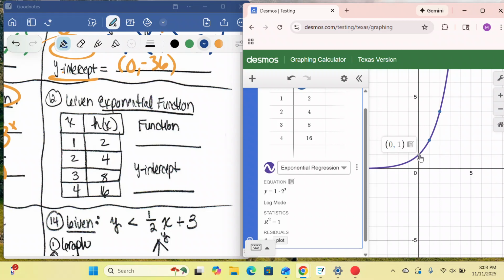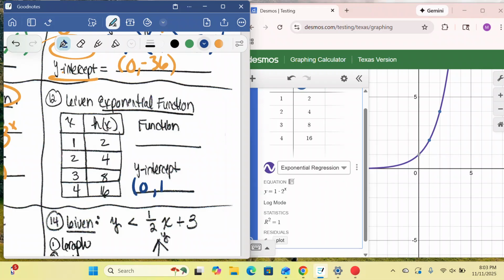So the only one that I'm concerned about is the (0, 1). That is my y-intercept. And then, of course, my function is y equals 1 times 2 raised to the x. How do I know it's exponential? It's got the tiny little x. Another way of writing this is h of x equals 1 times 2 raised to the x. Both are correct. So that is exponential functions without even covering exponential functions, and I'm able to handle exponential functions.